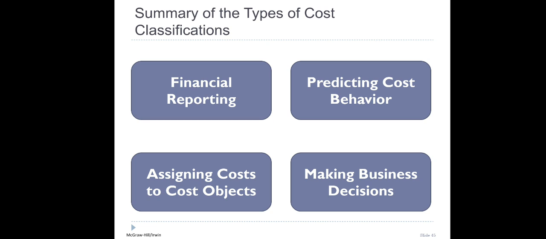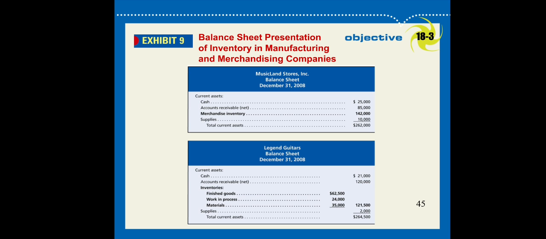And also when you know the cost categories and classification, this knowledge helps you to assign cost to cost objects. Later you will learn about cost assignment, how to divide cost to products that a business produces. So you will learn that later. And also your knowledge about categories of costs can help you to make business decisions. This one you will also learn in later chapters or later topics.